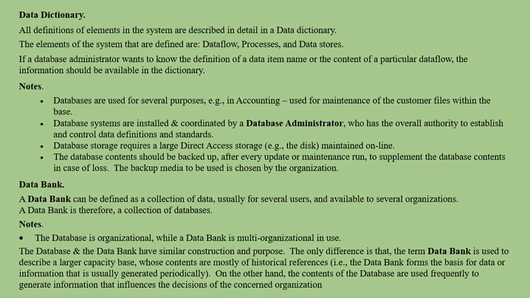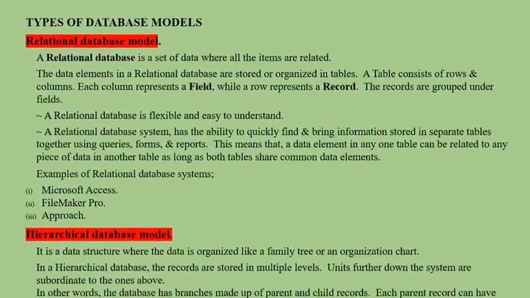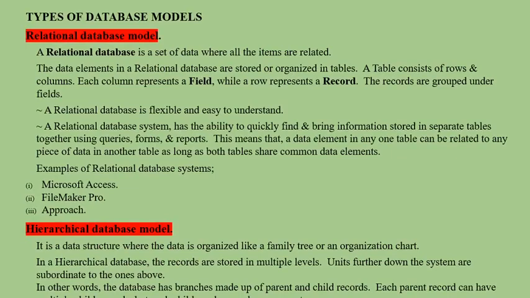Then we can also look at another terminology, data bank. A data bank can be defined as a collection of data, usually for several users and available to several organizations. A data bank is therefore a collection of databases. In short, just say that a data bank is a collection of databases. Therefore, let's go straight to types of database models. We have relational database model, we have hierarchical, we have object-oriented, and network model.